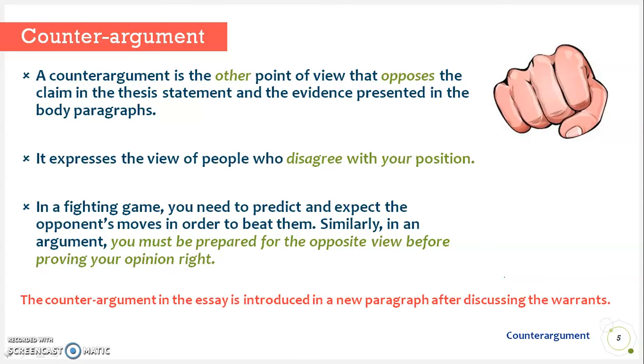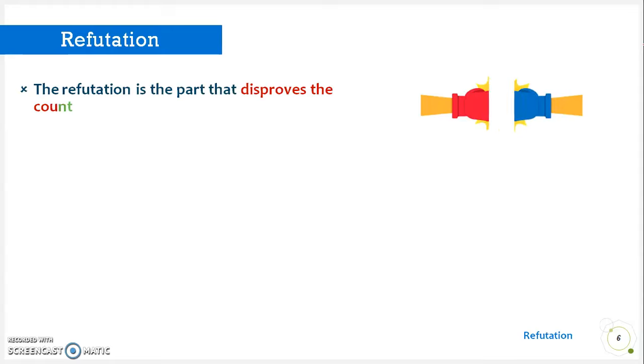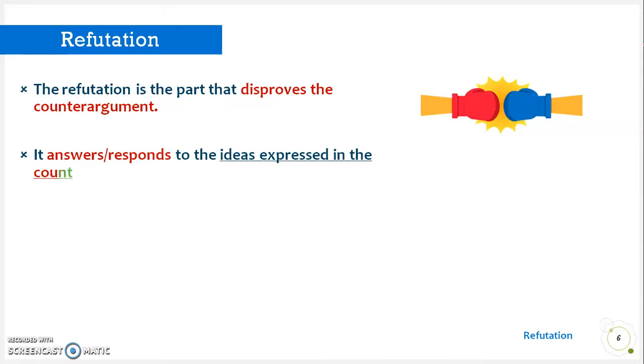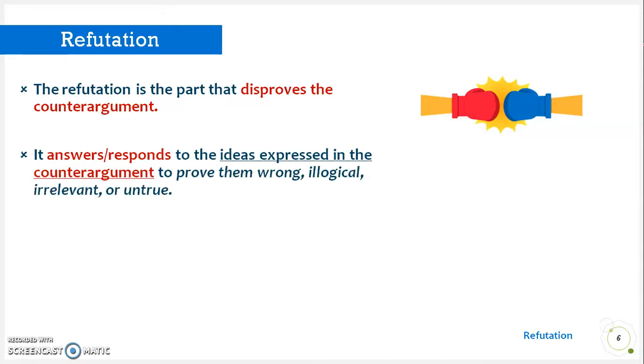The counter-argument in an argumentative essay is introduced in a new paragraph separately after discussing all the warrants. Therefore, now that you discussed the counter-argument, you should present the refutation immediately after. The refutation is the part that disproves the counter-argument. It answers or responds to the ideas expressed in the counter-argument in order to prove them wrong, illogical, irrelevant, or untrue. So, you present the counter-argument and then you reply to it with the refutation.